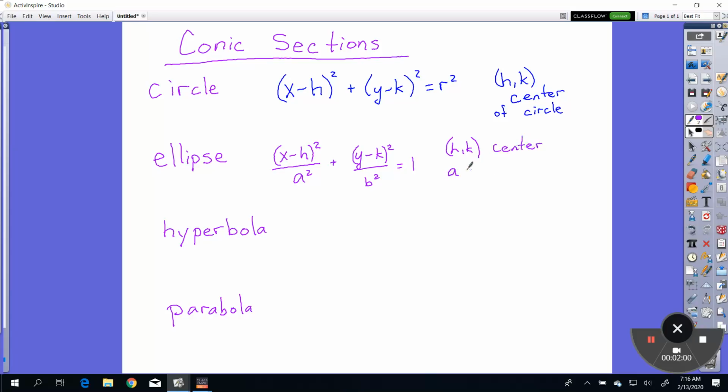A is the horizontal distance from the center to a vertex. So horizontal distance from the center to the vertex. And B is the vertical distance. So I think of B like, B is with the Y. And they'll switch A and B depending on which one's the major axis. That's why I kind of am hesitant to write this.